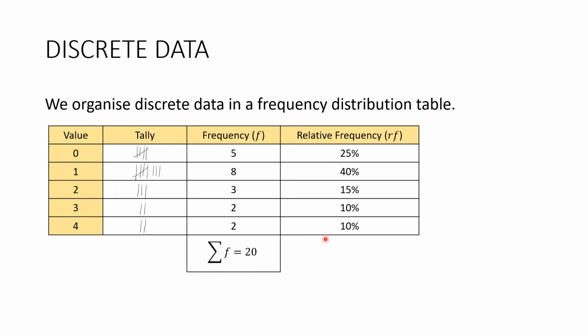Relative frequency is like probability. It tells us the proportion of each. And to get this 25%, we just do 5 out of the total. It's 5 over 20 times 100 to make a percent. So 25% of the data is zeros, 40% are ones, etc.